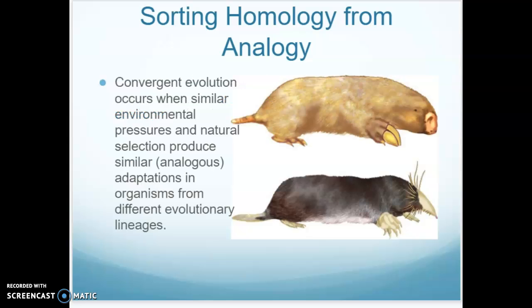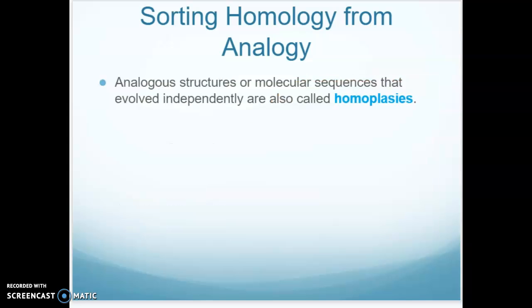This is basically the same thing. It just says that those structures are called homoplasy. So wings of a butterfly and wings of a bat would be a homoplasy because it's the same solution independent of each other.